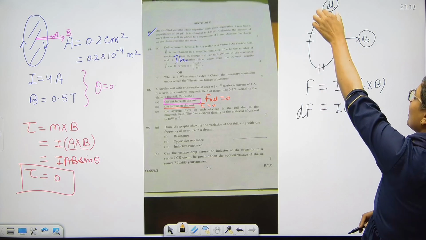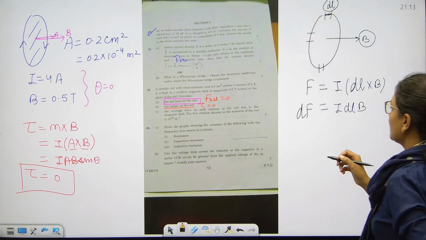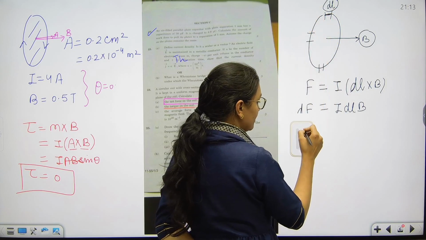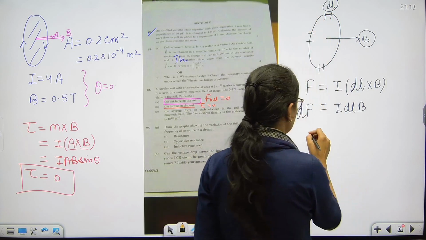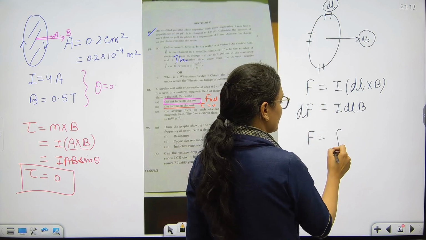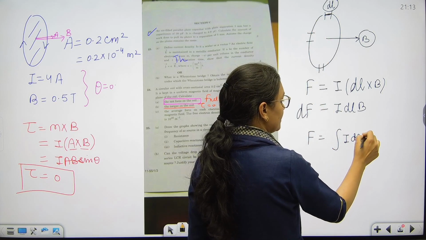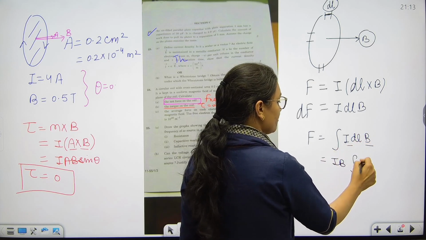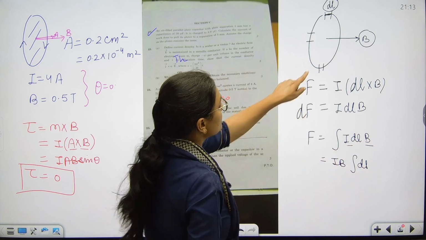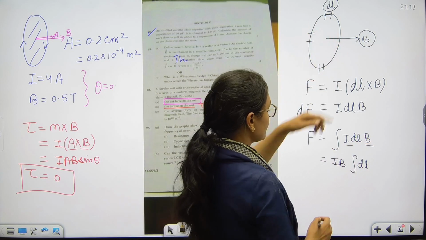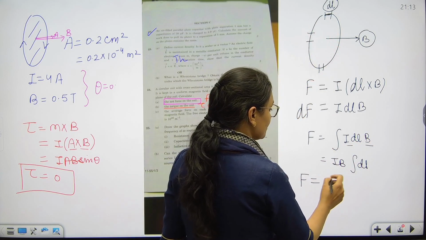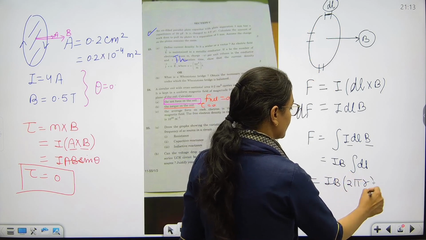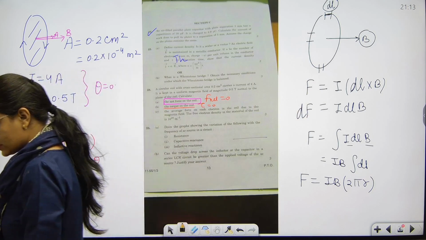Now to find the total force on each and every section, I will just integrate. The total force will be the integration of I dl B. B is constant, I is constant, so you can take them outside. The integration of dl will give me the circumference of this particular wire. So the total force will be I into B into the circumference, that is 2 pi r. Clear? So this is the total force, correct?